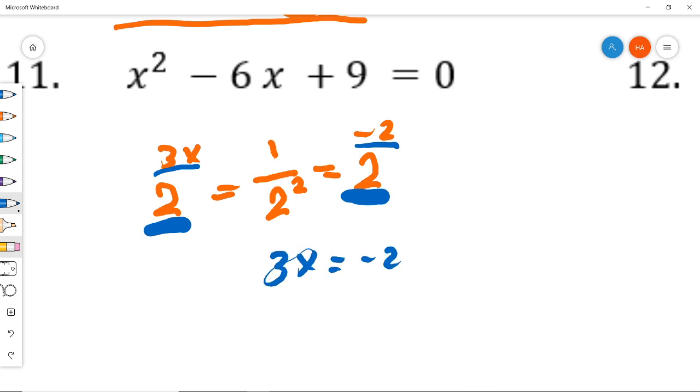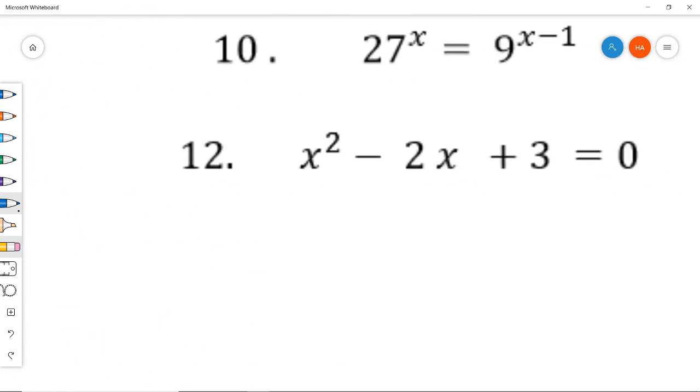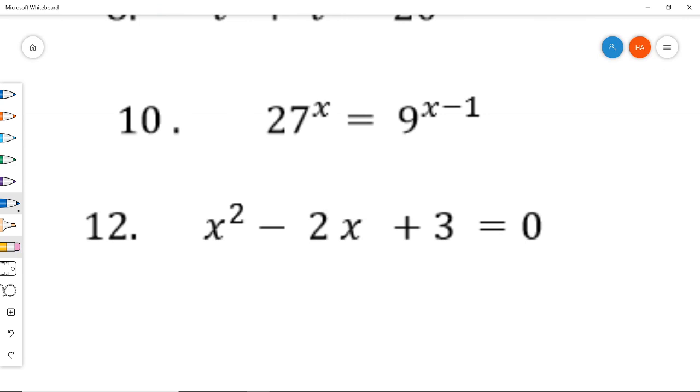equals negative 2. Dividing both sides by 3, here over 3 and 3 cancels with 3 here over 3, and then we get the solution negative 2/3. This is the solution for this equation. The same is here. This is another one, exponential also.